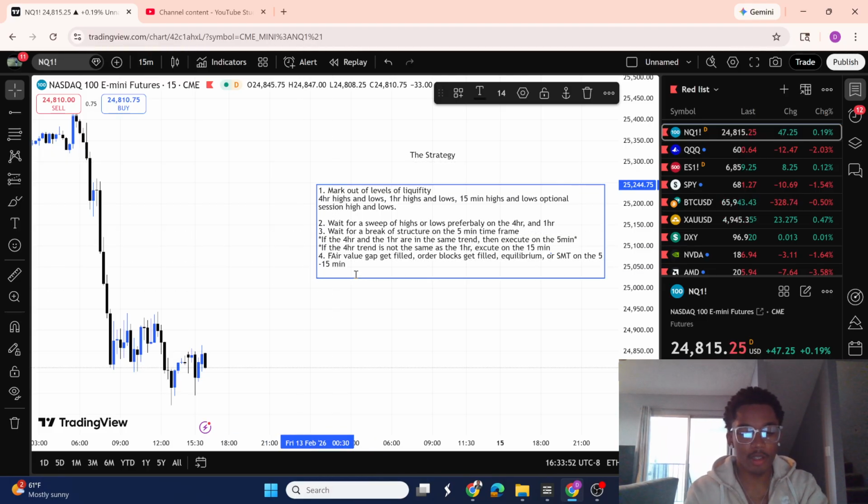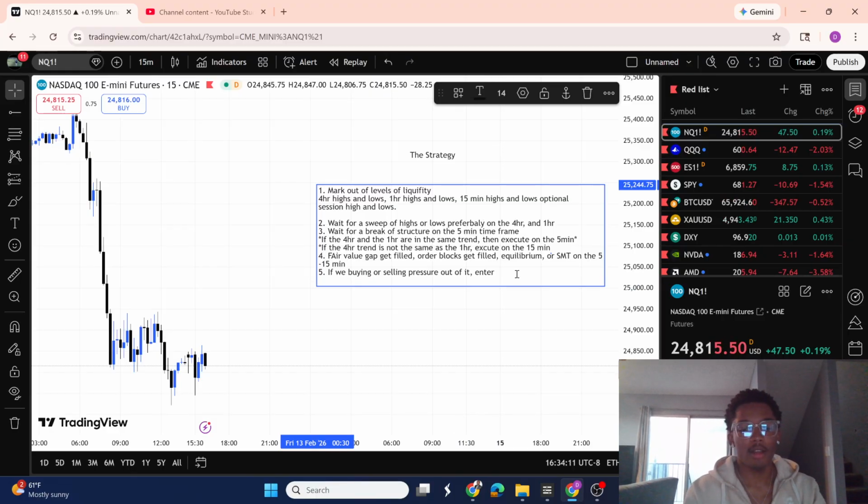So once we see price go into this, or this, or this, any one of these confluences, if we see buying or selling pressure out of it, enter. Simple. Step 6, take profit at previous highs or lows.